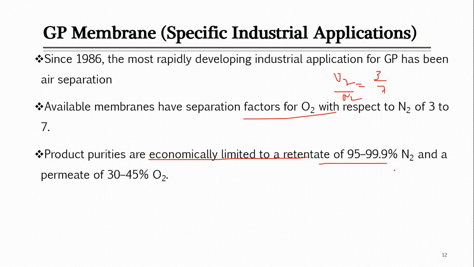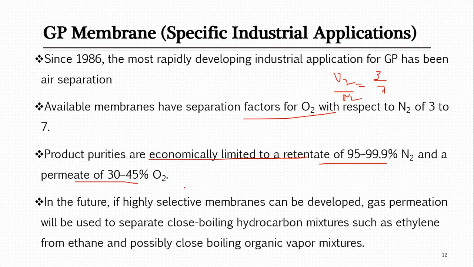Some membranes are available which can allow oxygen to pass through and nitrogen is retained, and its purity is up to 95 to 99.9% even. It means all the oxygen can pass through this membrane and nitrogen is only left. While on the other side, when you look at the permeate side, there's actually 30% to 45% oxygen, and definitely the other will be nitrogen and other gases which also pass with the oxygen through the membrane.